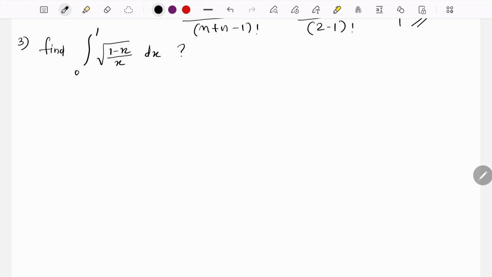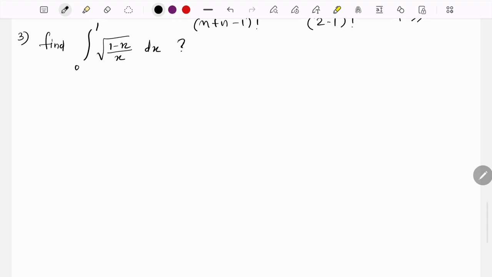So next question is: find the integral from 0 to 1 of root of (1 minus x) divided by x dx. Okay. So please do this problem yourself. After that, watch my video. Okay. Then only you can improve your problem solving skill. That will help in your examination. So how to solve this integral?